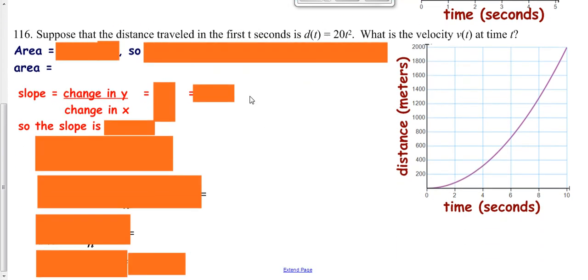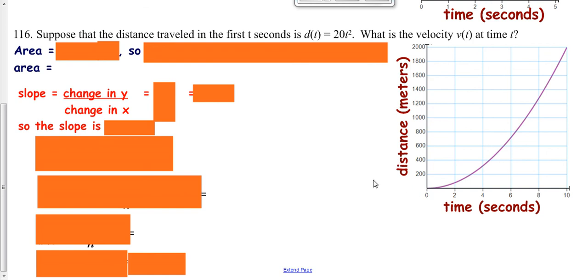As we look at this one here, you're asked to go ahead and find the distance traveled during the first t seconds of our distance function. Suppose you're looking for your velocity. Well, if we graph this, we have our units and labels here. We know it's just going to be a parabola.